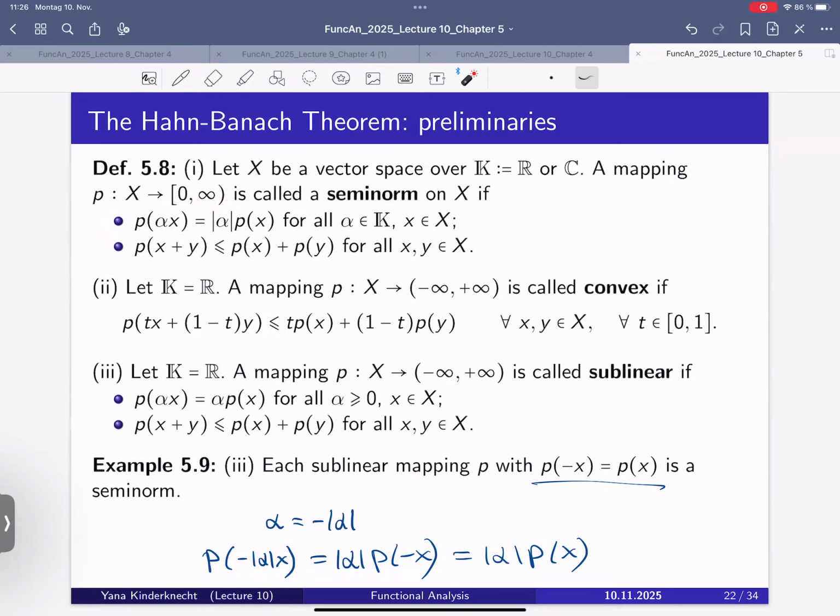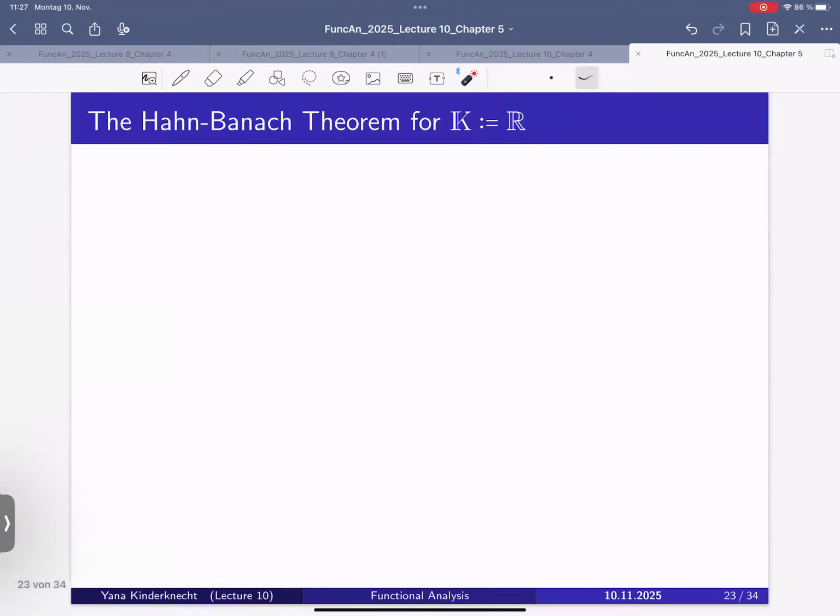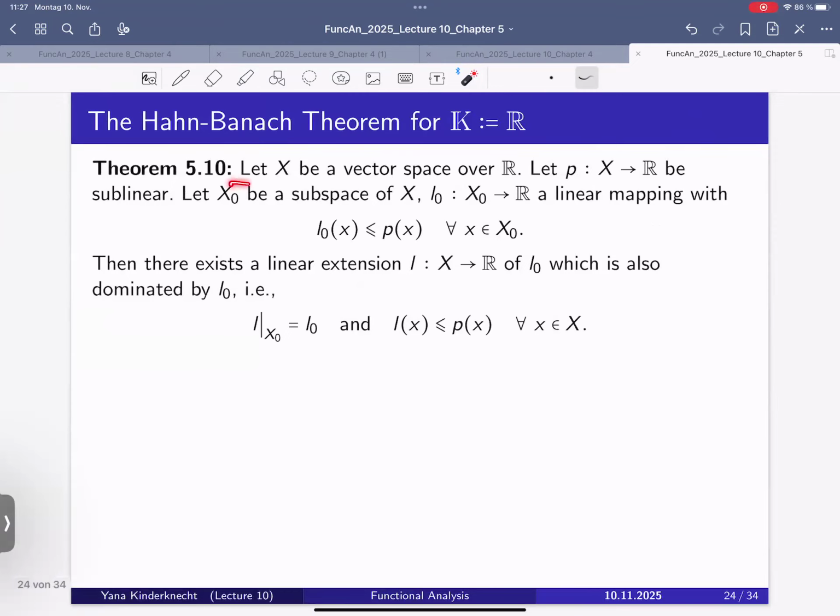Okay, so now we have at least time to formulate the Hahn-Banach theorem. And the first, so may I go further? I think yes. Okay, so we formulate the theorem first for this case. Let X be a vector space over the real numbers. Let P be sublinear. Let X0 be a subspace of X, and L0 be a linear mapping defined on this subspace. And this linear mapping is dominated by this sublinear P.